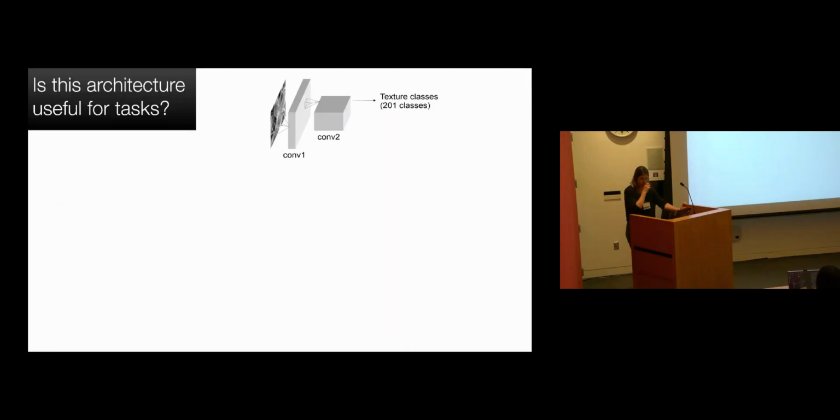So we wanted to know if this architecture is useful for tasks. This approach with this really large second convolutional layer is not actually what happens in practice in computer vision.